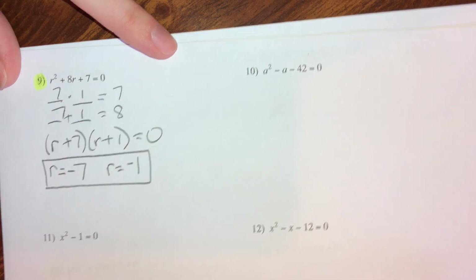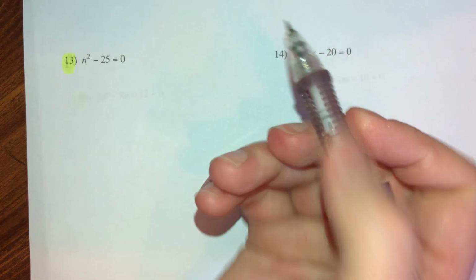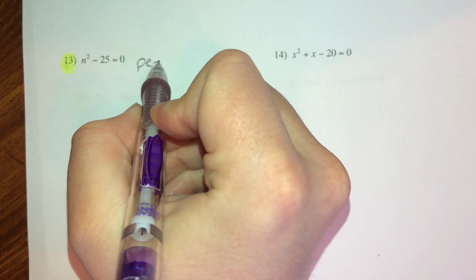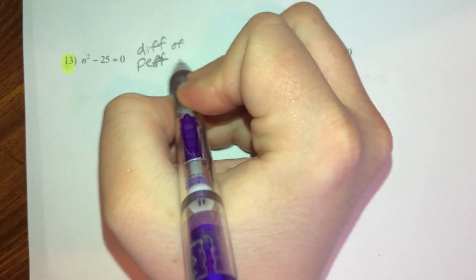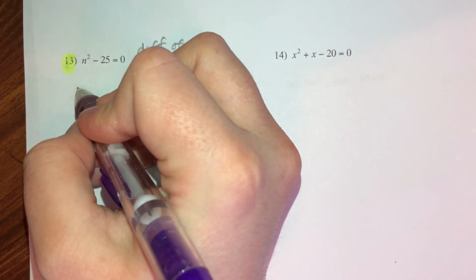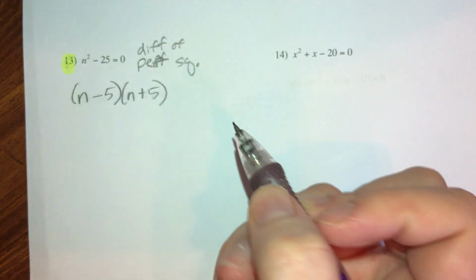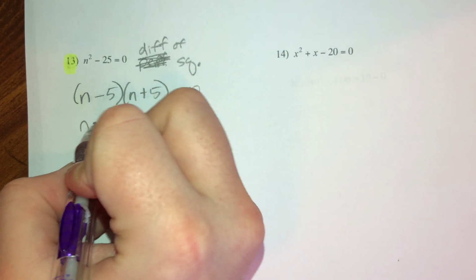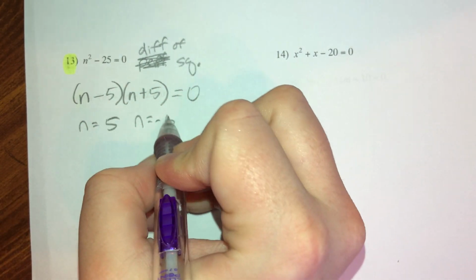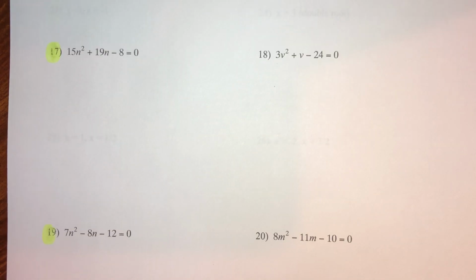Okay. All right, number 13. There's not a GCF that can come out of this one, but this is a perfect square, or I should say a difference of squares. Okay, so this one factors into n minus 5 and n plus 5. And, of course, equals 0. So then when you solve that out, you get n equals 5 and n equals -5. Okay. All right, next one, number 17.